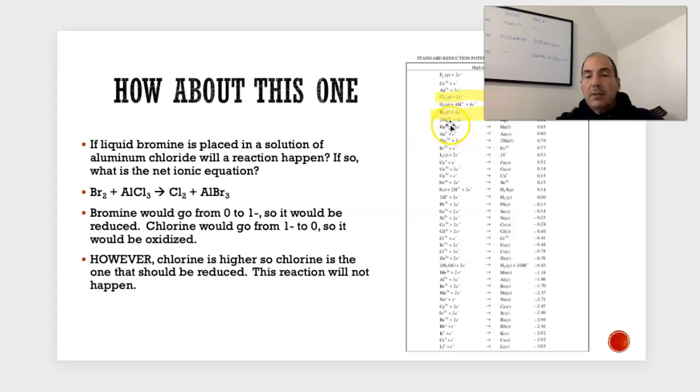Chlorine is being oxidized. Except that chlorine is higher on the list, so chlorine is the one that should be reduced, and bromine is the one that should be oxidized. So this is no reaction. Okay? It will not happen, period. Well, unless we force it to.